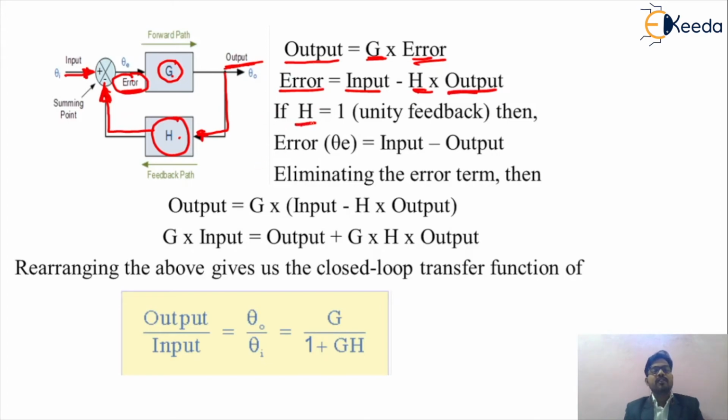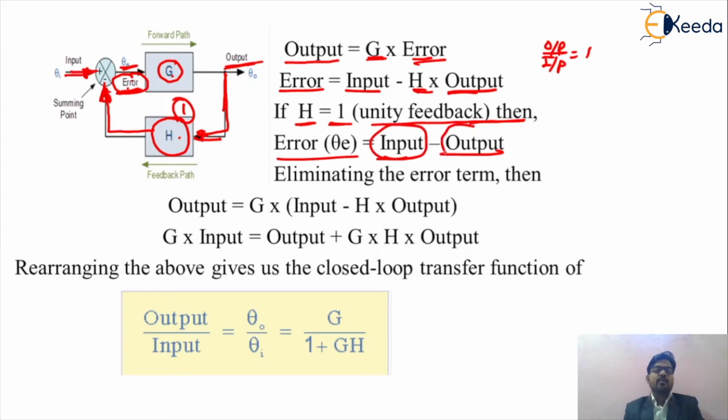Suppose we take the value of H equal to unity, which means a unity feedback system. What do we mean by a unity feedback system? The feedback gain is 1. Then the error, this is called theta e, is equal to input minus output, because we are taking the value of H equal to 1. So the error value is input minus output. This will be the important thing.